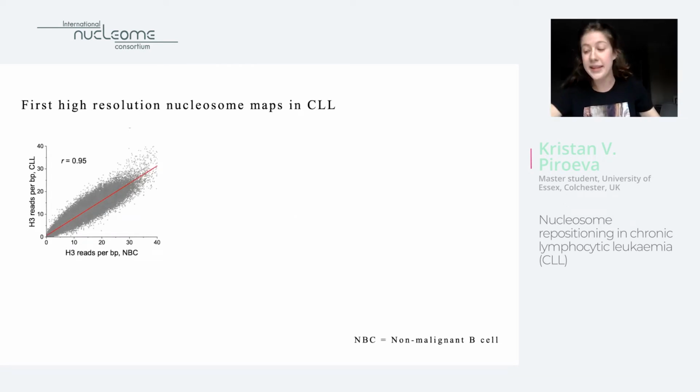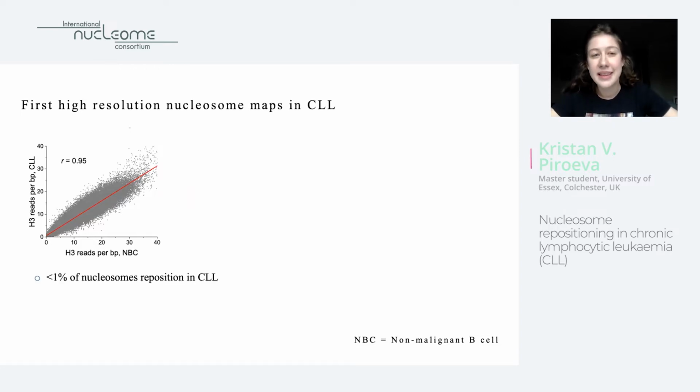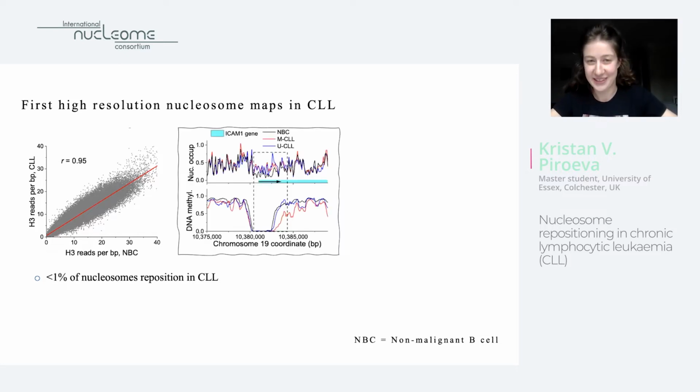So the base for this project was basically this first plot that I'm showing here. As you can see, there's a significantly high correlation between non-malignant B-cell H3 reads and CLL H3 reads. But we can also see that less than 1% of nucleosomes are positioned significantly differently in CLL. I'm going to give you an example.